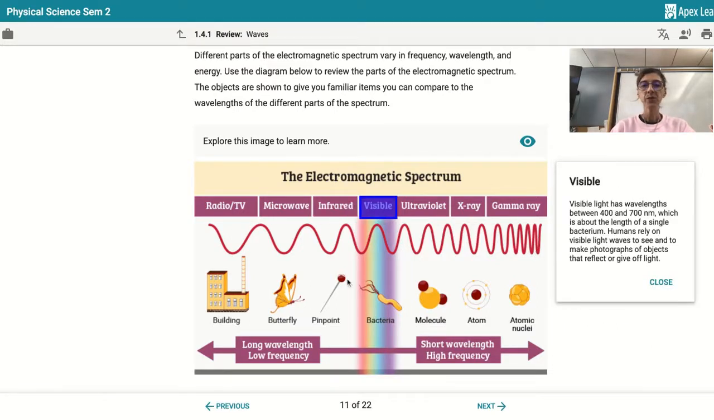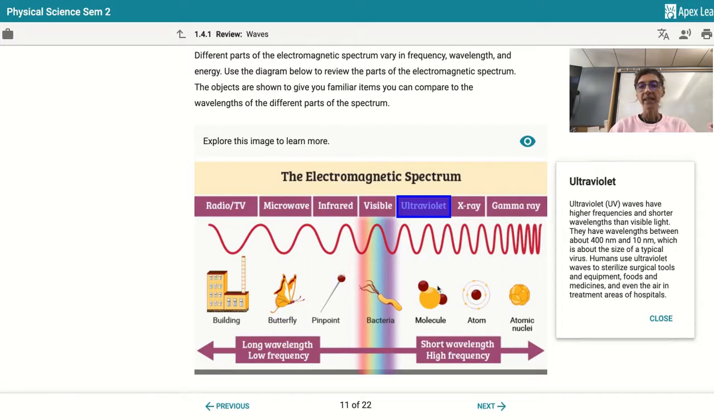And then, of course, we have visible light. This is where all the colors of light that our eyes are sensitive to exist, between 400 and 700 nanometers. And then ultraviolet, we can't see. Ultraviolet waves have higher frequencies and shorter wavelengths than visible light. Humans use ultraviolet waves to sterilize surgical tools. You probably have heard of this a lot during the COVID pandemic, where businesses, even our own school, has UV light that can sanitize things and sanitize the air to keep air cleaner.